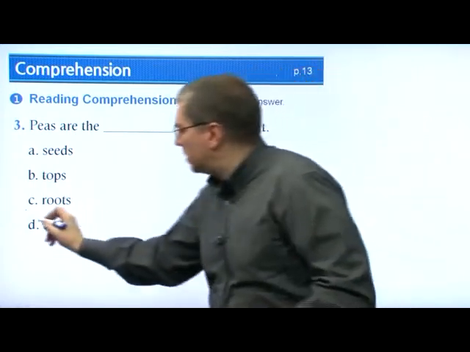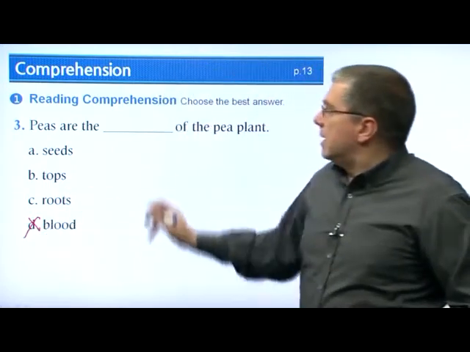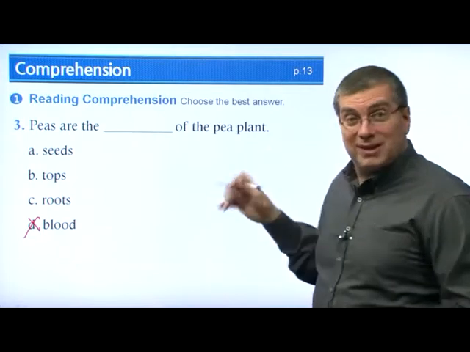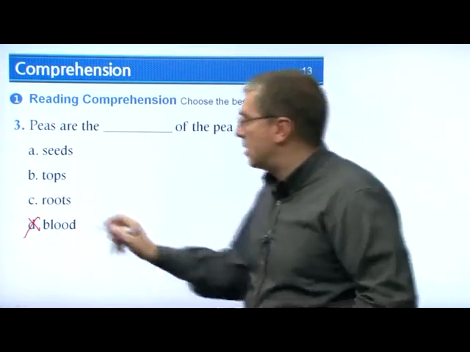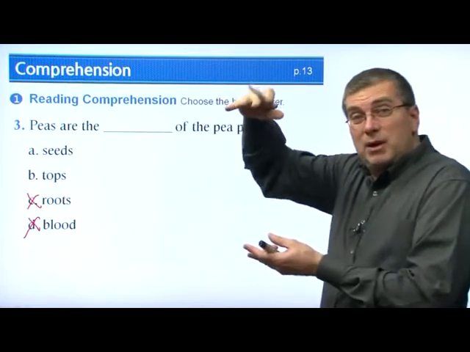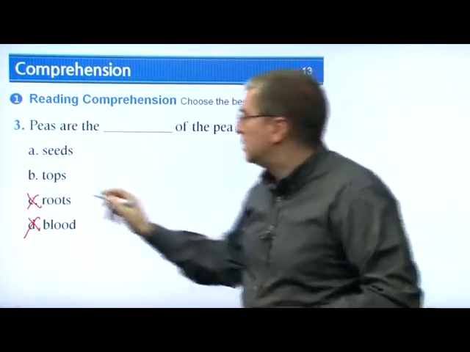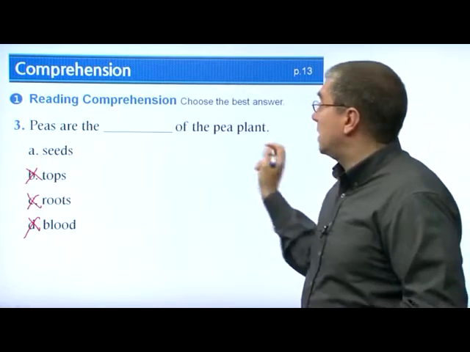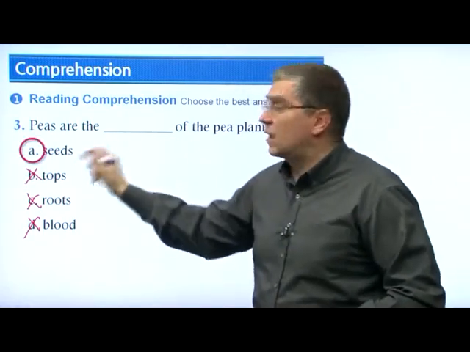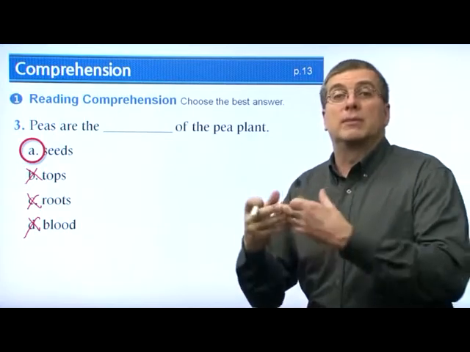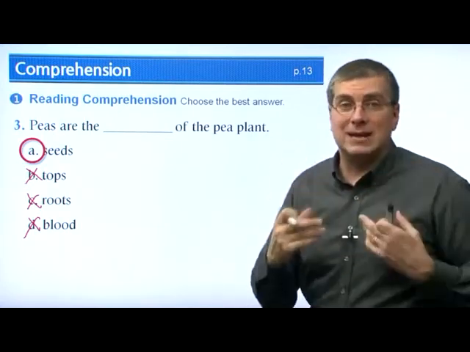Peas are the blood of the pea plant? Ugh, no, we know that right away. No. So peas are the roots of the pea plant? They're the roots, they grow underground? No, they're not the roots. Peas are the tops, the very top of the pea plant? No, peas are not the tops. Peas are the seeds of the pea plant. Yes, peas are the seeds. We talked about that, right? They're the part of the plant seeds that we eat.